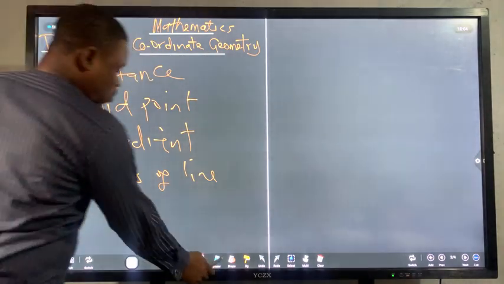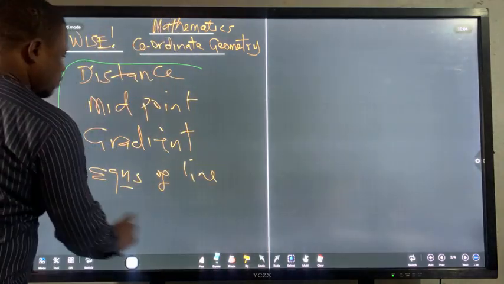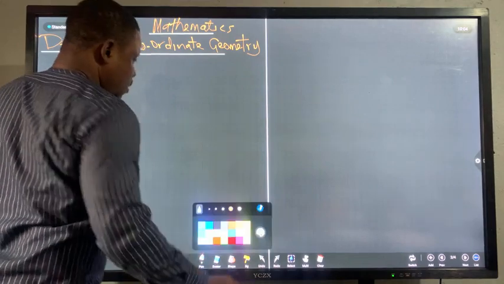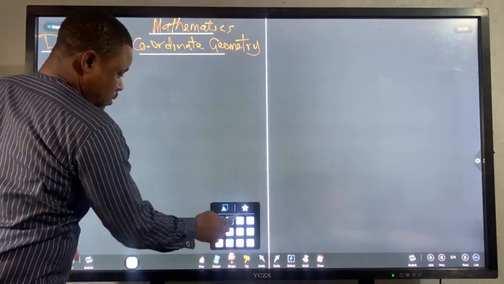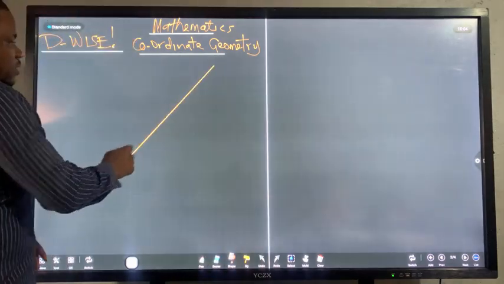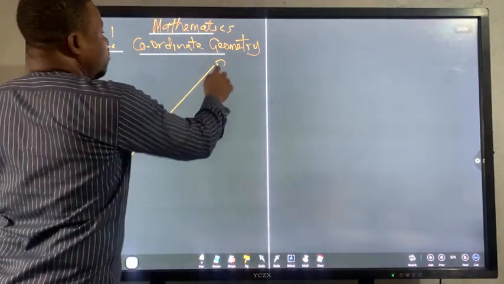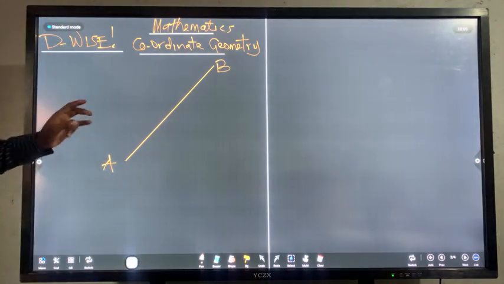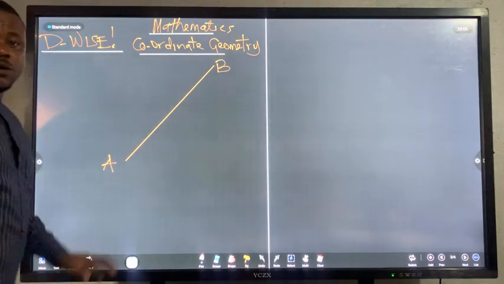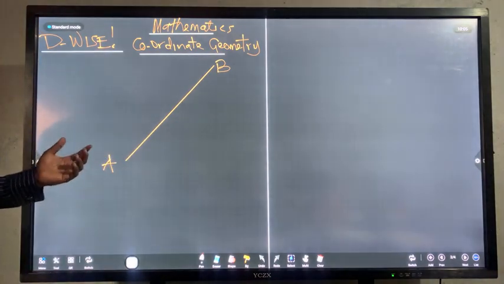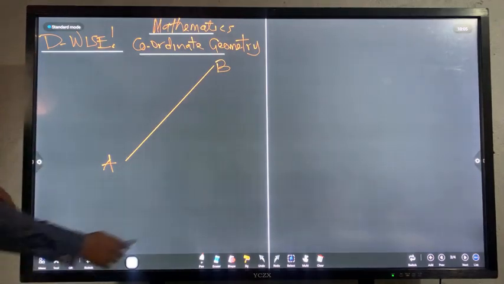So if I have a straight line, let's say I have this line, and I want to find out the distance from this point A to point B. I've told you several times before now that if you divide a plane into two axes, it becomes a Cartesian plane. You get what I'm saying? So let me try and create a Cartesian plane for this.